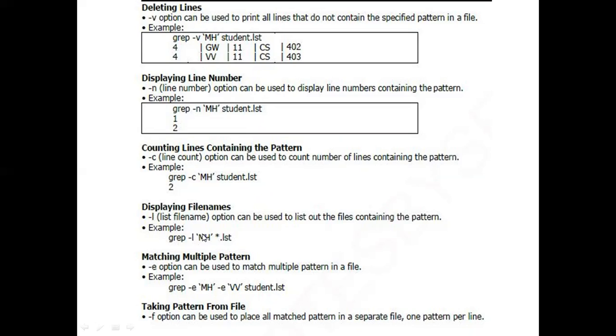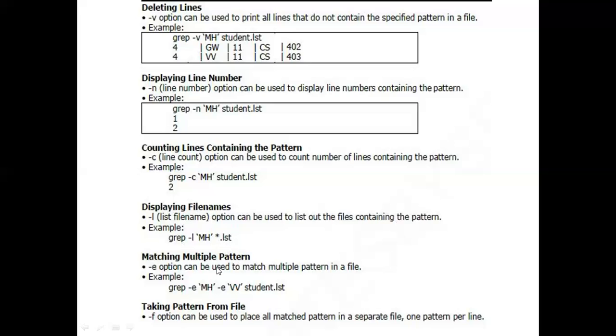Which files have the mh pattern, if you want to list out all those files which have the .lst extension. So the mh pattern should be in those files and all those files should have .lst as the extension, then you can use the -l option. As you can see, grep -l mh. So all the files with the .lst extension that contain the mh pattern will be listed. Okay? List out all the files containing this pattern. All those files should have the extension .lst.